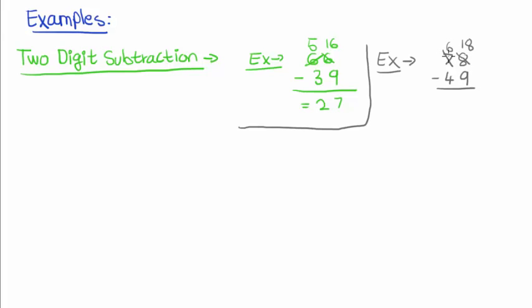So I continue on now. 18 minus 9 will give me 9, and 6 minus 4 will give me 2. So my answer is 29.